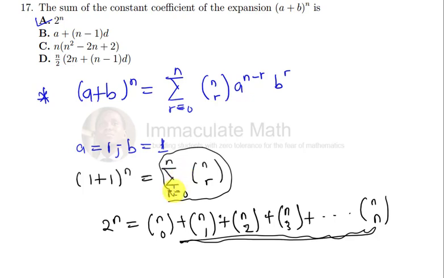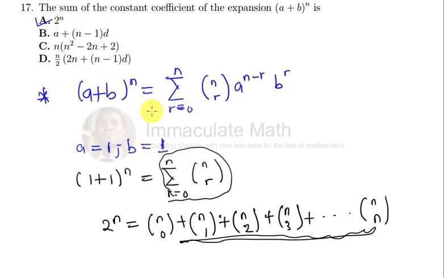Okay, so if you put k equals r equals 0, that means we are going to have n combination r, 0, plus the summation of this. So you have this result. You can agree with me that the sum of the constant coefficients of the expansion of (a + b) raised to power n is 2 raised to power n.